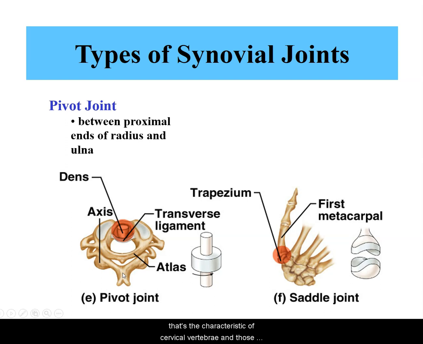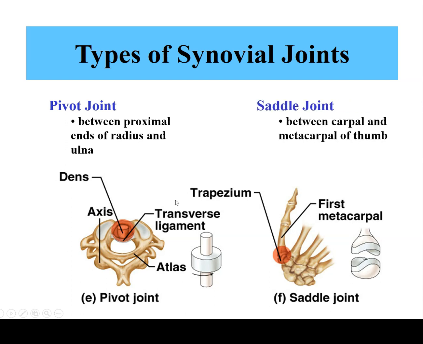That's the characteristic of cervical vertebrae. And those transverse foramen, also a characteristic of a cervical vertebrae. And you learned that hopefully in lab. So this is a pivot joint. And we just talked about the saddle joint.